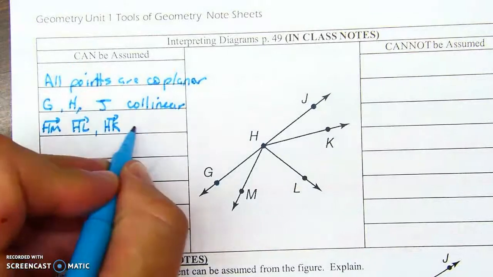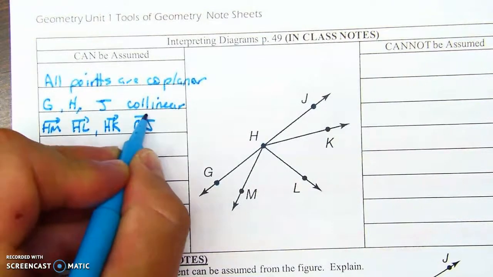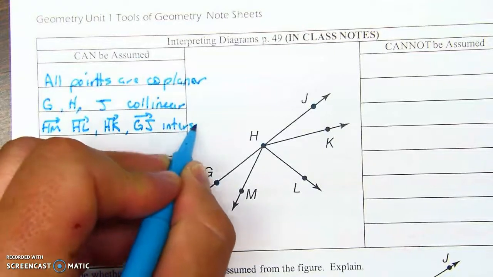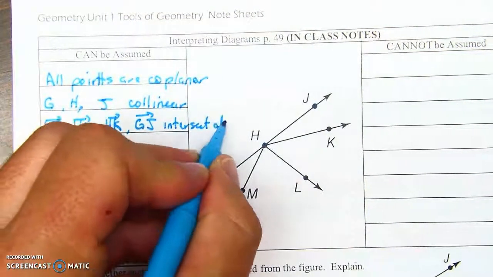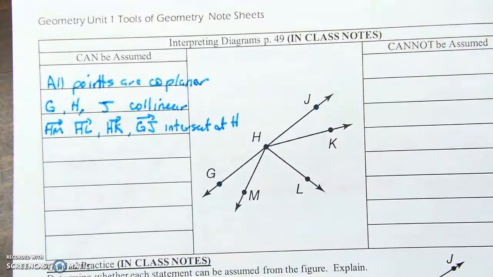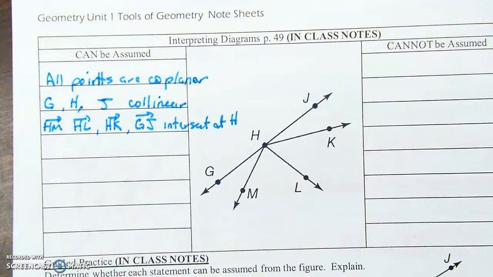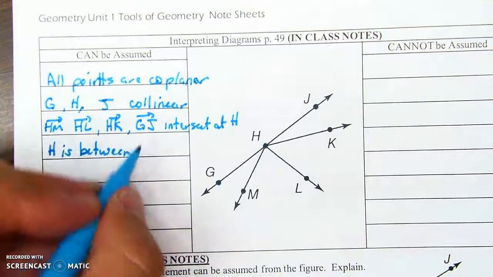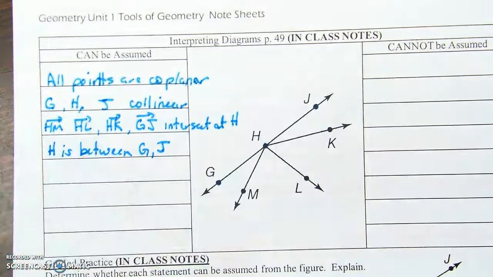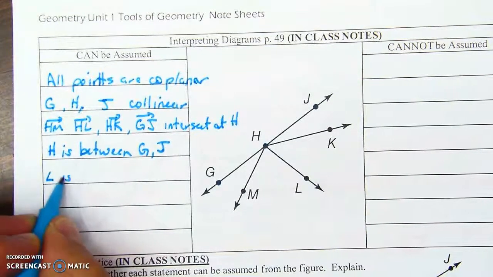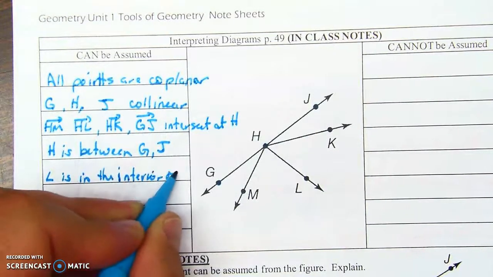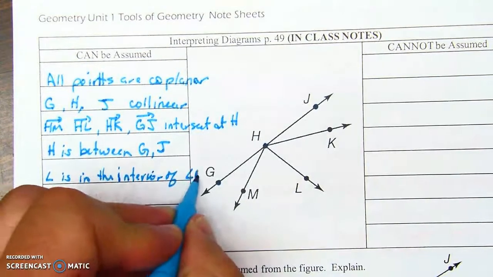HK and G, J are all rays, and they all intersect at H. We can also assume that H is between G and J. We can also say that point L is in the interior of angle MHK.